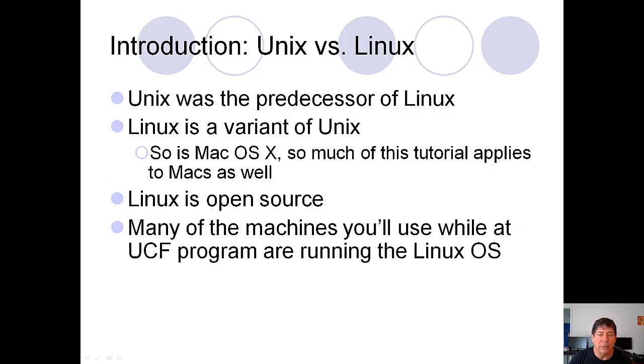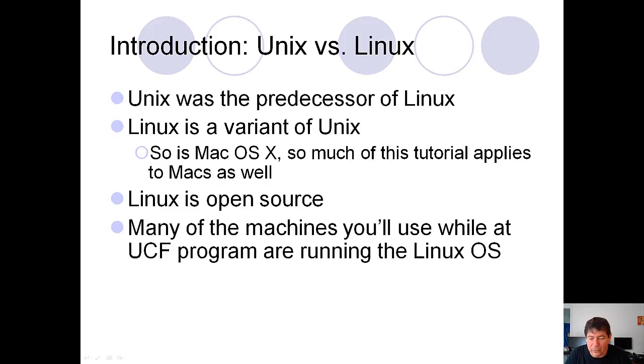So Unix versus Linux. Let's take a brief moment to explore the differences. Unix came first. It was the commercial operating system. Linux came after Unix. Linux is a variant of Unix, so they're very similar. Even Mac OS X is based on Unix. I'm not sure exactly what version of Unix it's based on. There are a number of Unix variations too. But a lot of this tutorial applies to Macs as well as to the Ubuntu Linux, which we're going to be using for these examples.